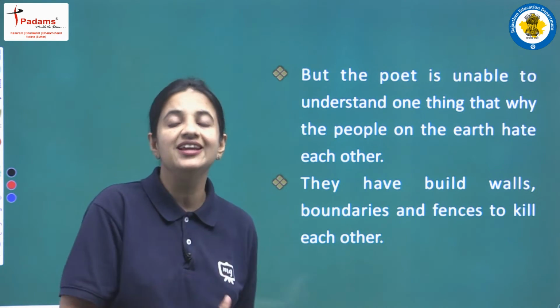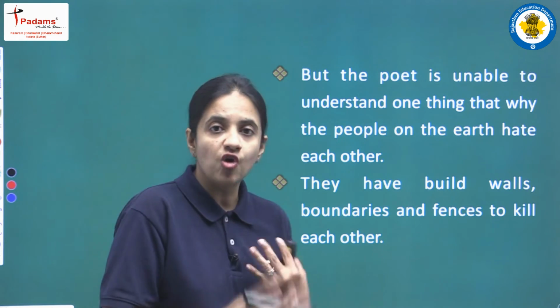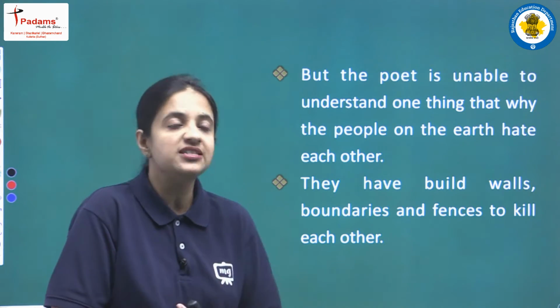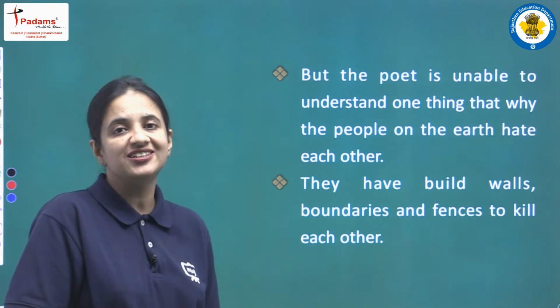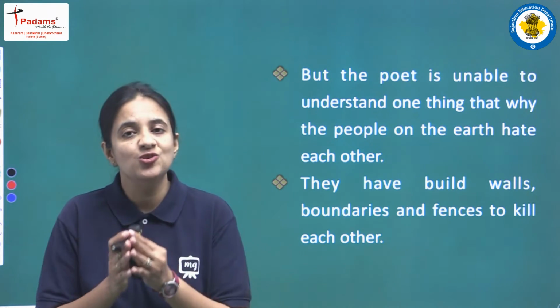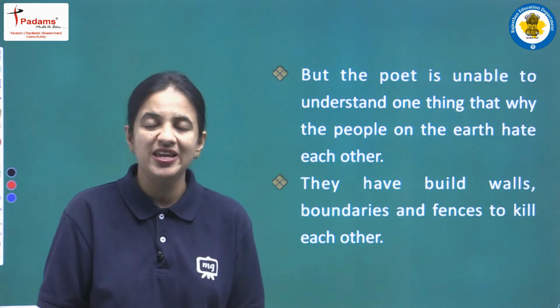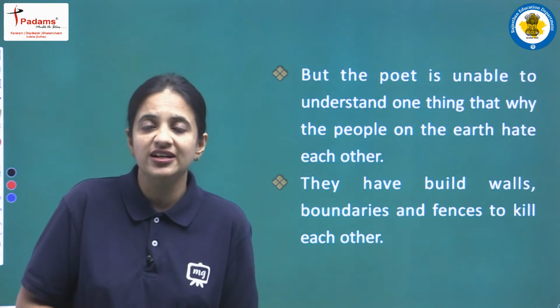So this is the thing that the poet is unable to understand: why we are having walls, why we are having boundaries and borders, and why we kill each other, why we hate each other. This is still a mystery for the poet, and even after going to such a height, this thing is still a mystery for the poet.